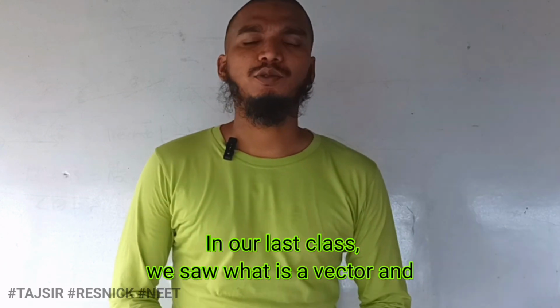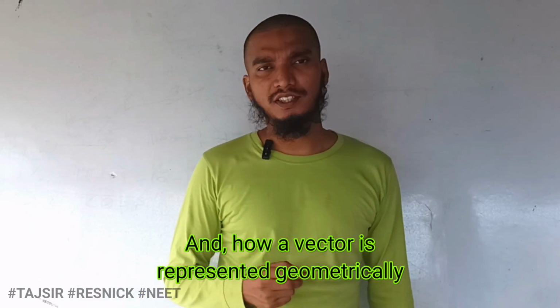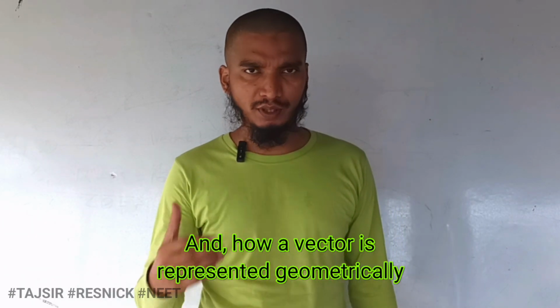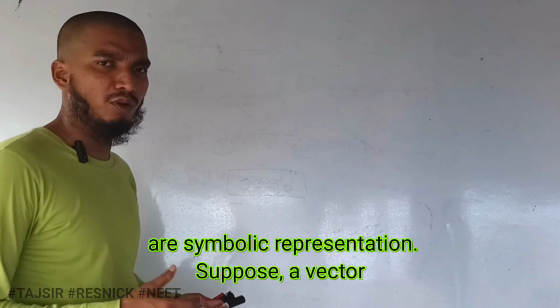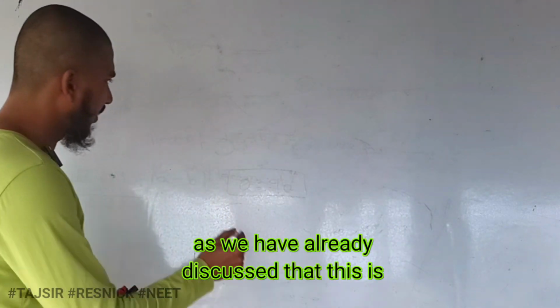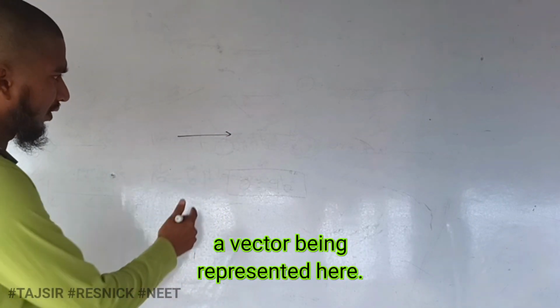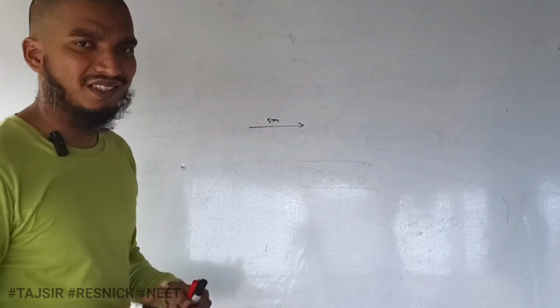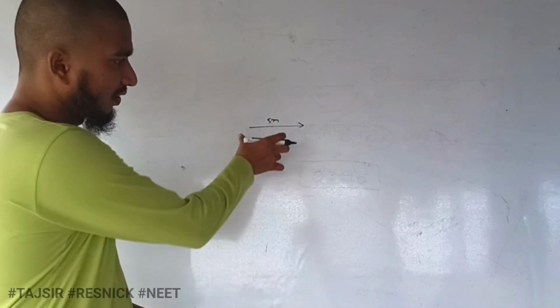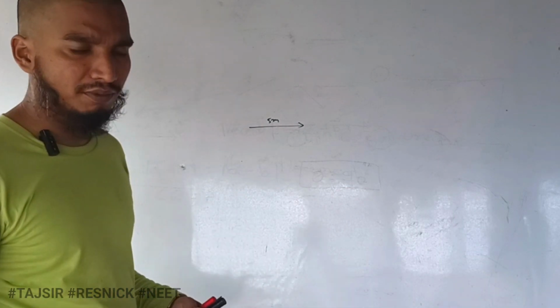In our last class, we saw what a vector is, its magnitude, and how a vector is represented geometrically. And we have another representation, a symbolic representation. Suppose a vector, as we have already discussed, is being represented here. The length, say 5 meters, represents the magnitude of the vector, and the arrow represents the direction of the vector.